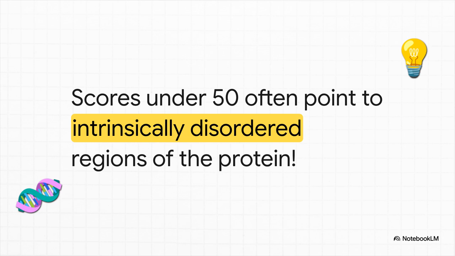Actually, I find this part incredibly fascinating. A failing grade from the AI gives us a brilliant biological clue. When you see a pLDDT score under 50, it doesn't necessarily mean the AI was just confused or broke down. More often than not, it points to an intrinsically disordered region of the protein itself. It's literally telling you that this specific segment is naturally floppy and unstructured in the real world, which is hugely valuable information on its own.